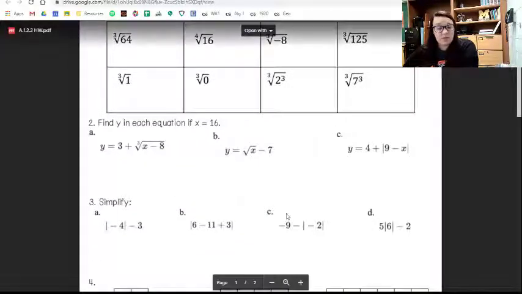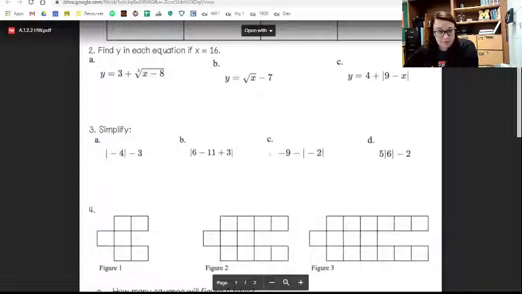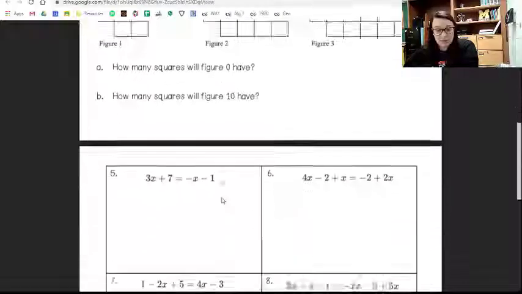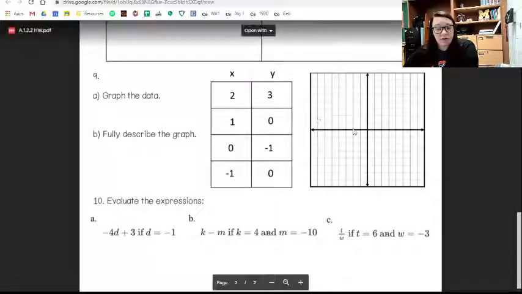Then the rest of these are from our textbook. So we're solving for y. If you know what x is, plug it in, simplify. And some absolute value stuff, that's a review. Here's a pattern question, give that a shot. And then there's some more solving down here, and one where you're having to graph and see what happens, and then a few where you evaluate.